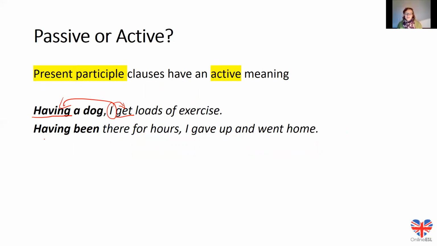Now, this looks a little bit like the passive form, but here we've only got having been. There is no past participle here, and because of that, it's an active meaning. So having been there for hours, I gave up and went home. I gave up. I had been waiting there for hours. So you could say, because I, or after I had been waiting there for hours, I gave up and went home. Or we can make it shorter and cleverer.